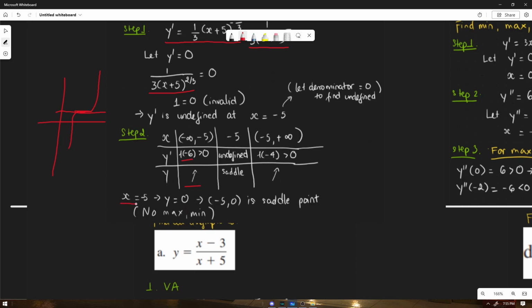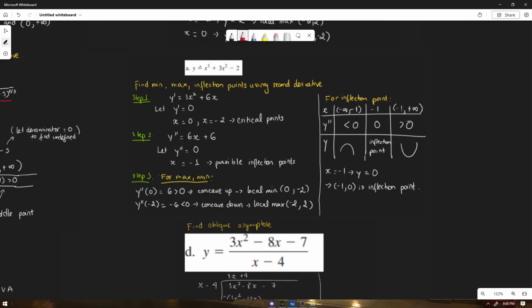So we're going to write here x equals -5, y equals 0. -5, the point of this is going to be a saddle point, and we're going to have to write here: it's no max or min. You must define it, otherwise you might lose marks.